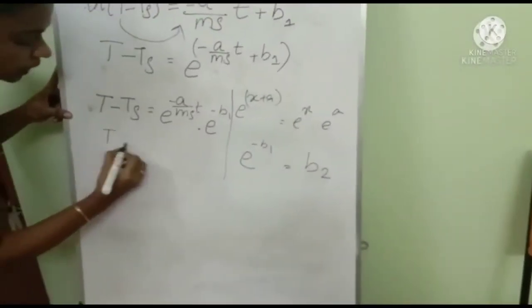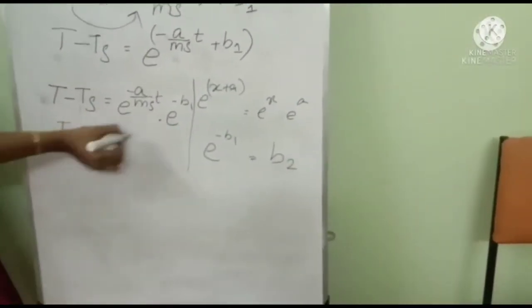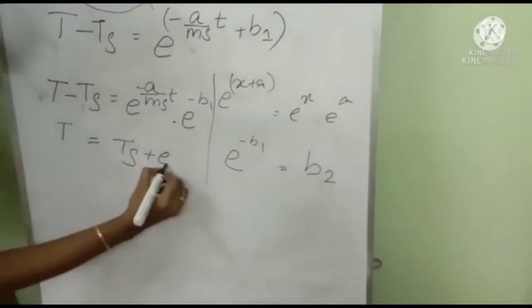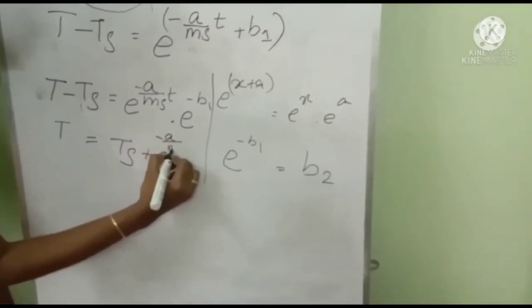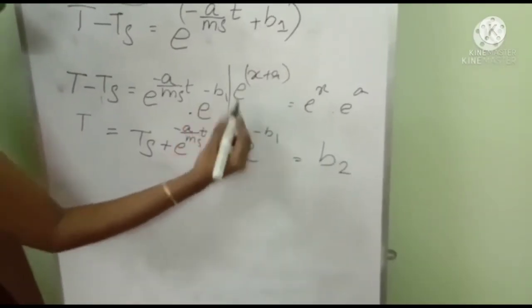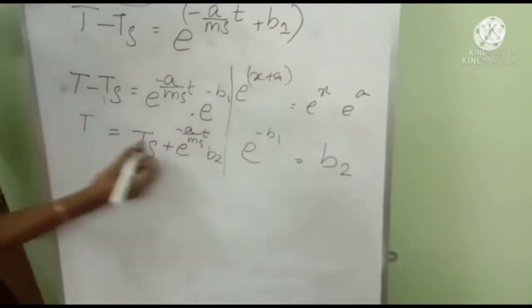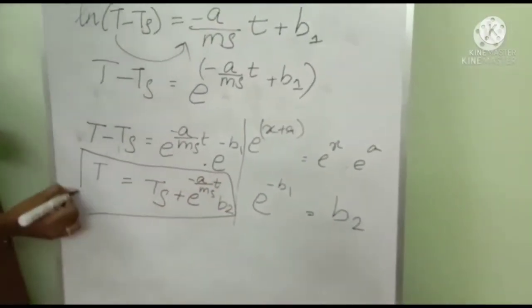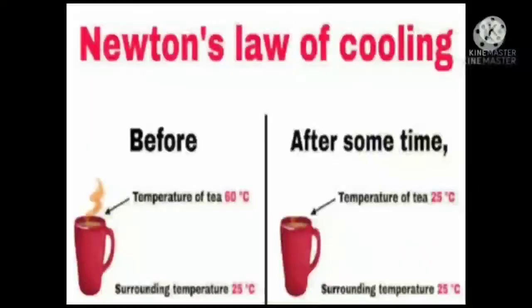So, T will be equal to, I am taking this minus Ts on the other side, so it will become Ts plus e power minus A by ms t and B2. Instead of e power minus B1, it is B2. So, this is the equation for Newton's law of cooling: the temperature of the tea before cooling and after it reaches the room temperature.